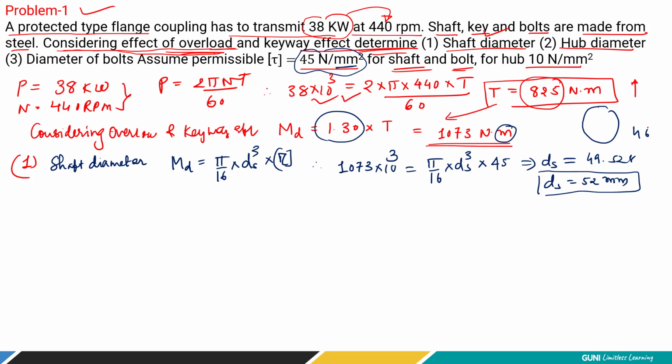So again, even in 46, if we consider key wave effect, the actual torque transmission capacity will be very low. But here we have a given situation that you have to transmit 38, that much we have to do, right? So we cannot take 46, we have to increase the shaft diameter.